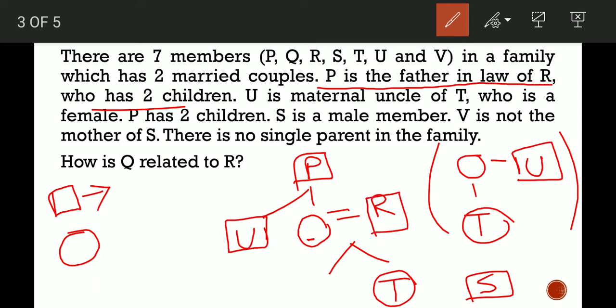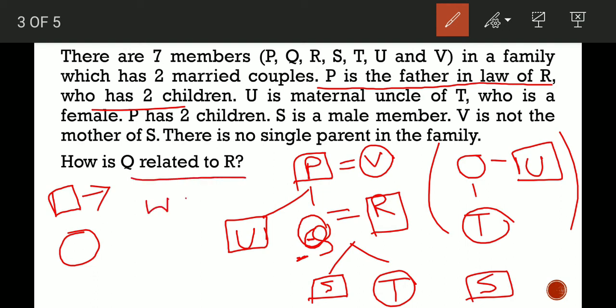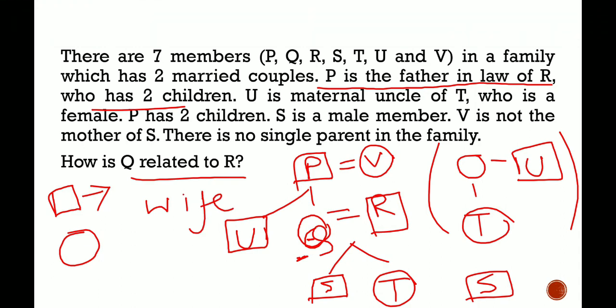S is male and V is not mother of S. Therefore, V couldn't be in this place. So V could be in this place since no single parents are there. Therefore, the position for S would be this one, and the remaining one, that is Q, is this one. Now we have to find how Q is related to R. Therefore, Q is wife of R. So this is the solution. Now move on to our next question.